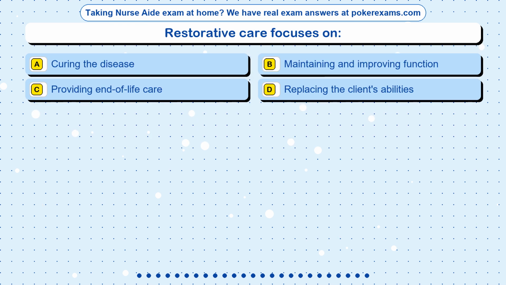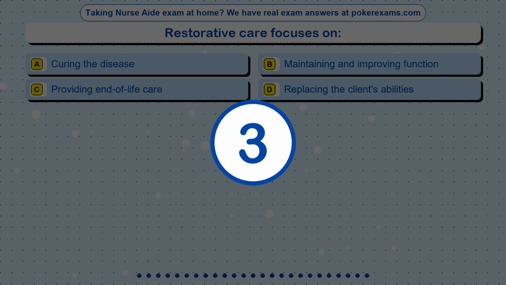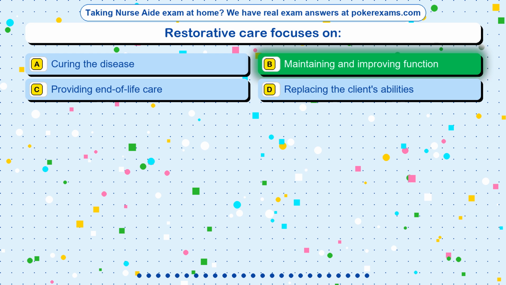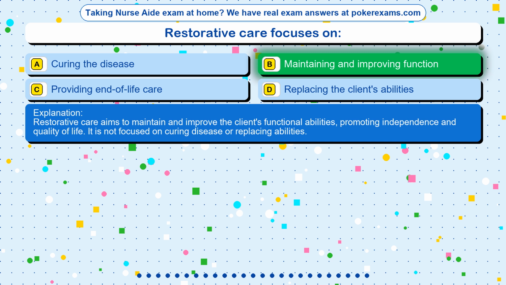Question 18. Restorative care focuses on Option A, curing the disease. Option B, maintaining and improving function. Option C, providing end-of-life care. Option D, replacing the client's abilities. The correct answer is option B, maintaining and improving function. Restorative care aims to maintain and improve the client's functional abilities, promoting independence and quality of life. It is not focused on curing disease or replacing abilities.